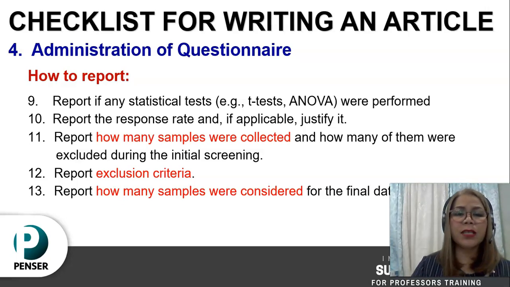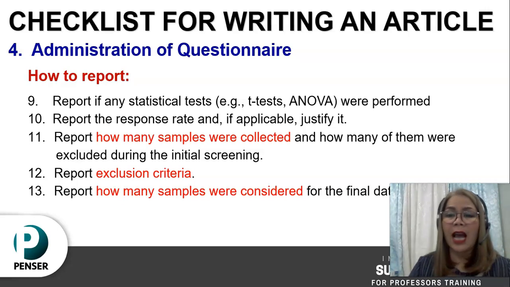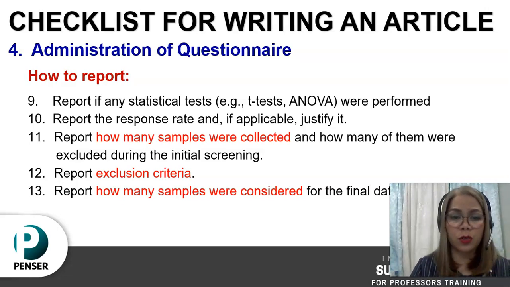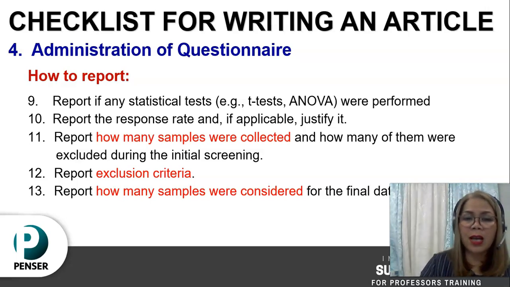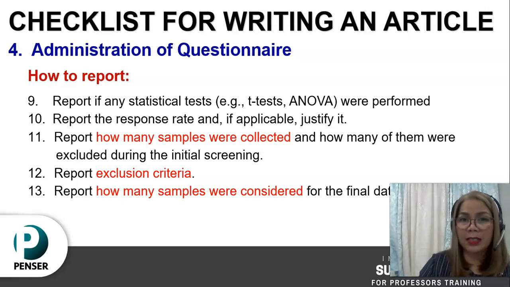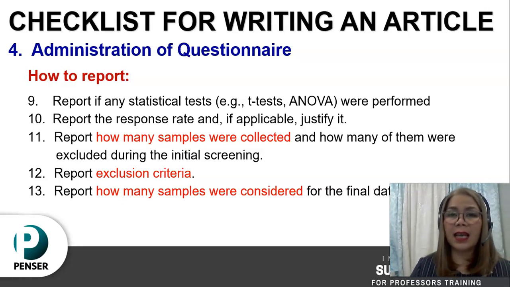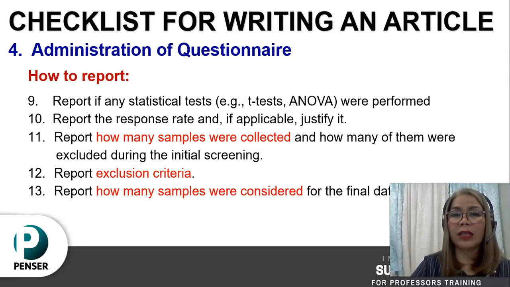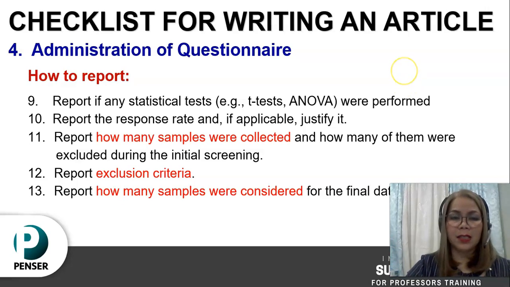And the next report is how many samples were collected and how many of them were excluded during the initial screening. And then report the exclusion criteria and how many samples were considered for final data analysis. This is in the case when you are going to report after you have identified the outliers of your study.